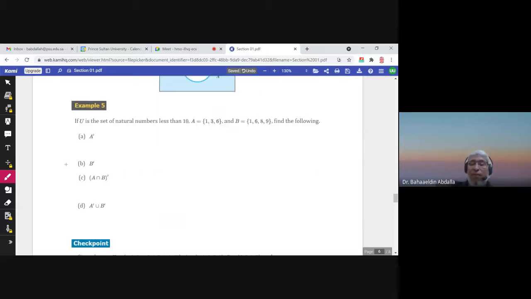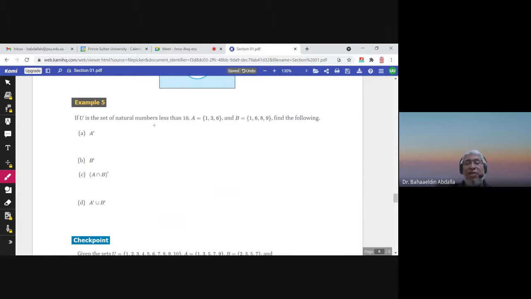Example 5, if U is a set of natural numbers less than 10, so this is the universal set. So what is the universal set? It is natural numbers less than 10. So we start from 1, 2 up to 10.